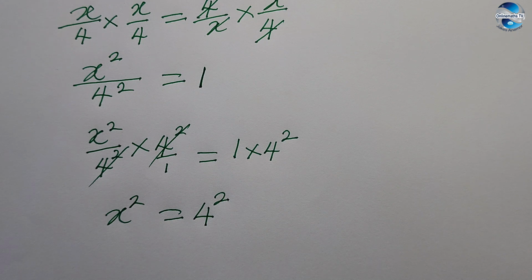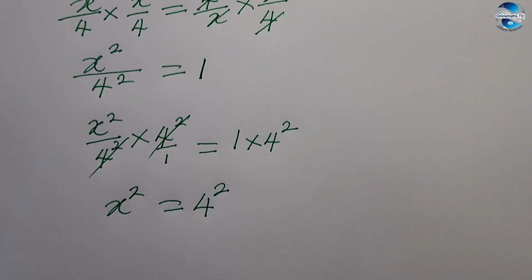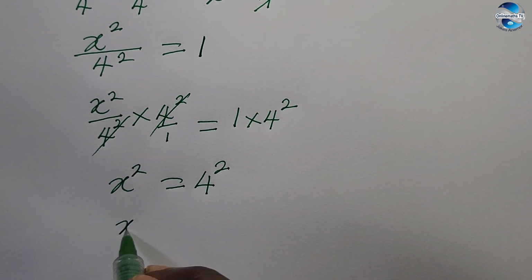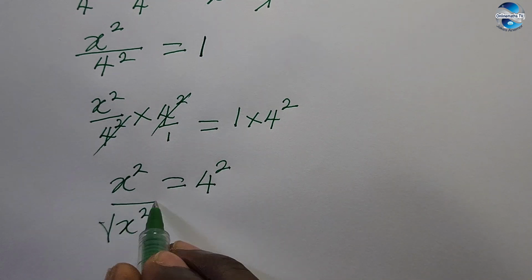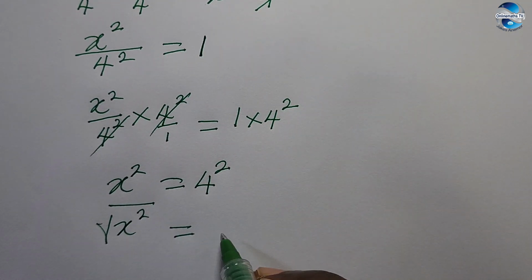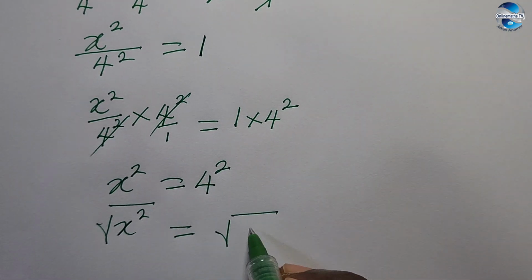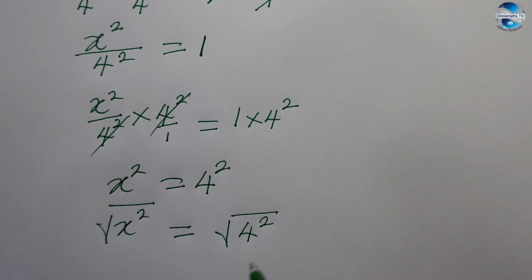So we take the square root of both sides. Taking the square root of both sides, what would that give us? We're going to have x to the power of 2, the square root of this, equal to, equally taking the square root of 4 to the power of 2.